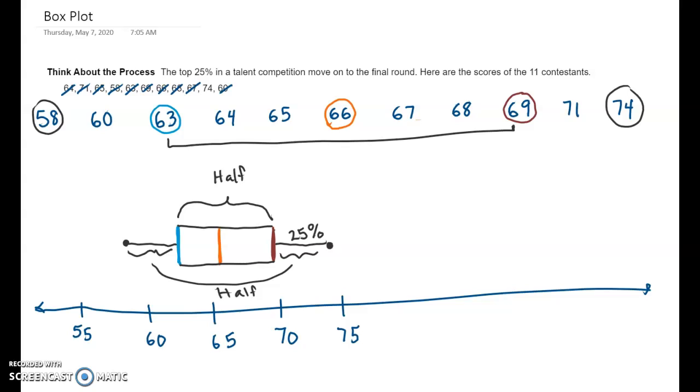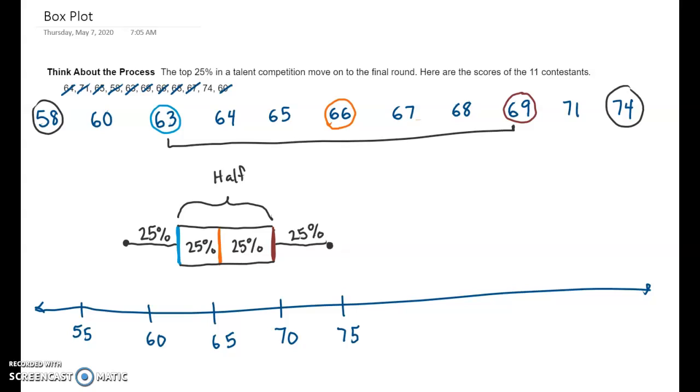So the thing that a box plot does for you is it divides your data into quartiles. You know that 25% of your data is on the very low whisker. 25% of your data is in the bottom half of your box. 25% of your data is in the top half of your box.